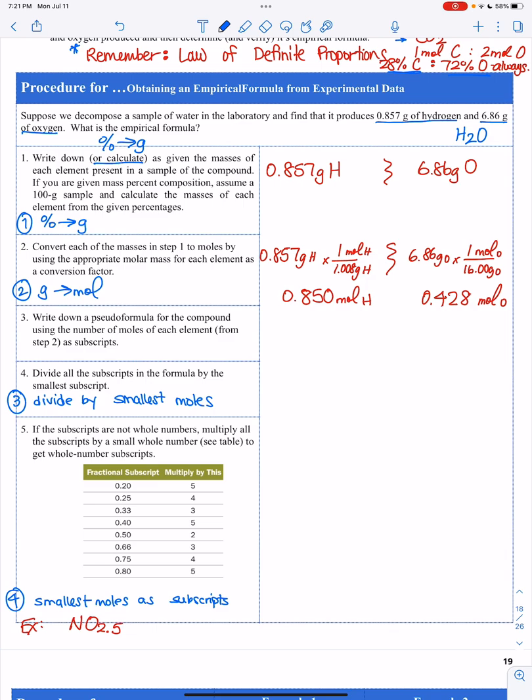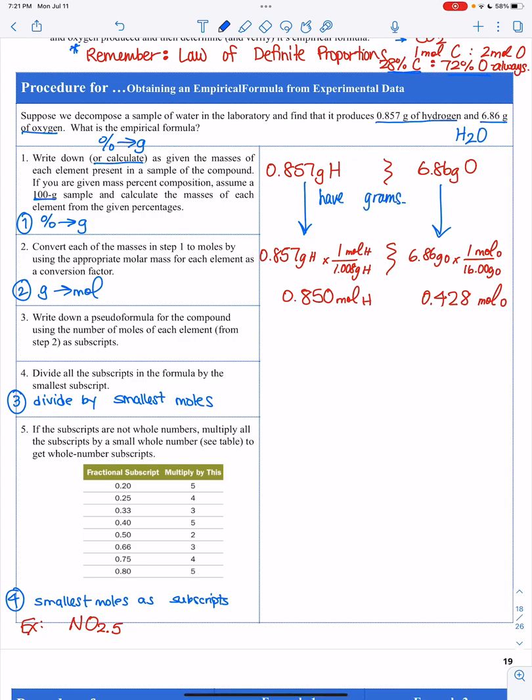So write down or calculate as given the masses of each element present in a sample of compound. If you are given mass percent composition, assume a 100-gram sample and calculate the masses of each element from the given percentages. So I need percentages, grams. In this case, I don't have to worry about percentages. I automatically already have grams. So I have grams. Great. So I'm done with my step 1.